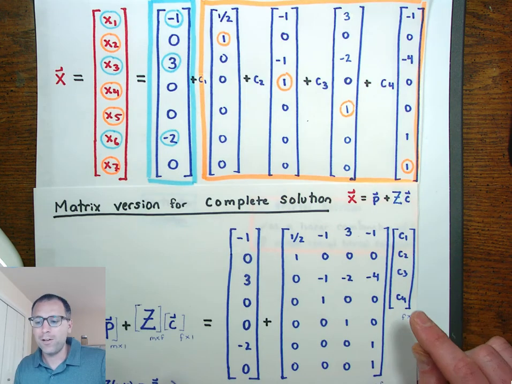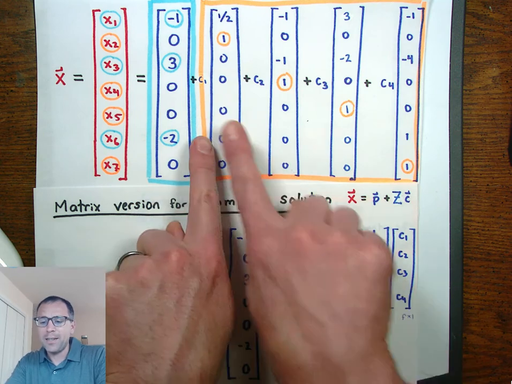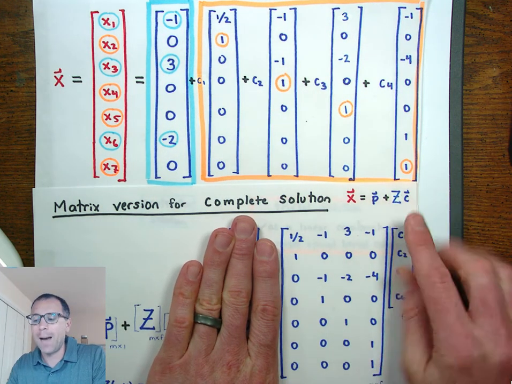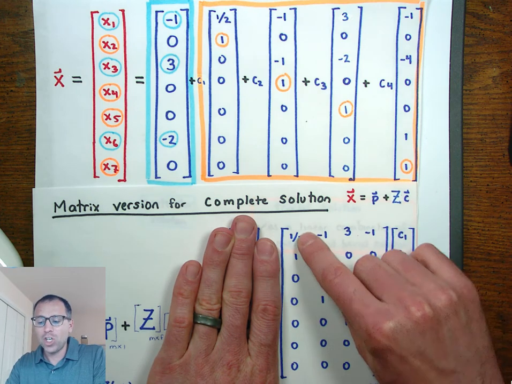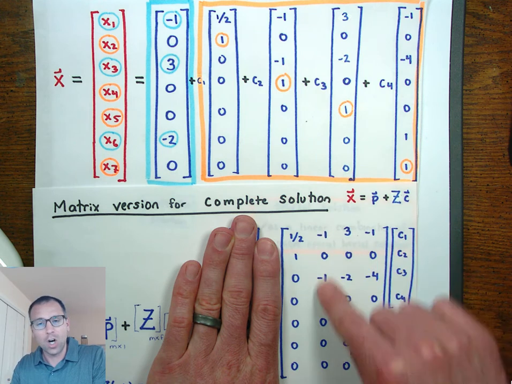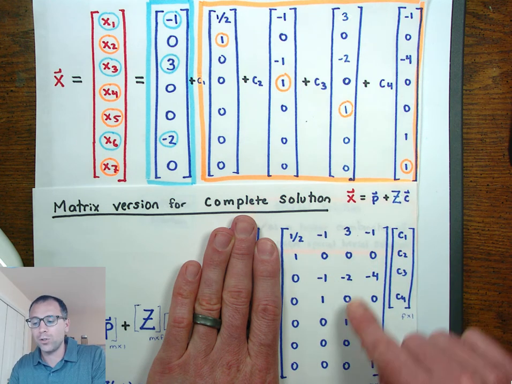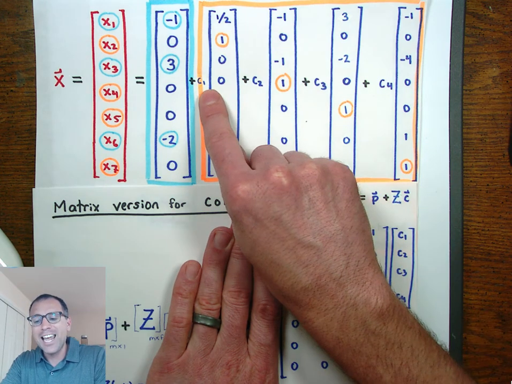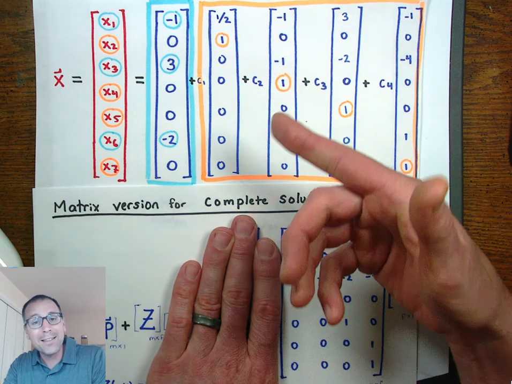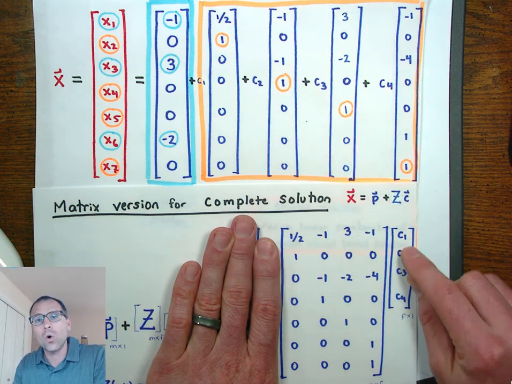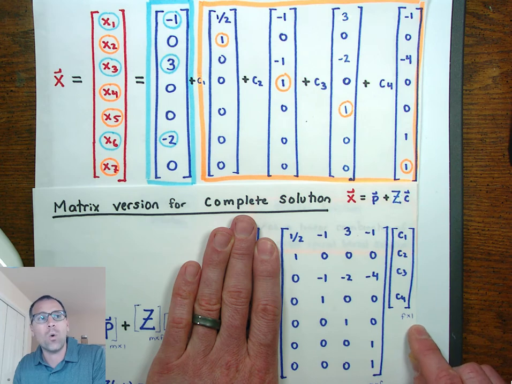Let me repeat that visually. Imagine I take these 4 columns and form a single matrix. We'll call that matrix capital Z. The first column of Z is the first special trivial solution. The second column of Z is the second special trivial solution. The third and the fourth similarly. The scalars that I can multiply by, which can be anything because a scalar multiple times 0 is still 0, I now store as a 4 by 1, or an F by 1, column vector.